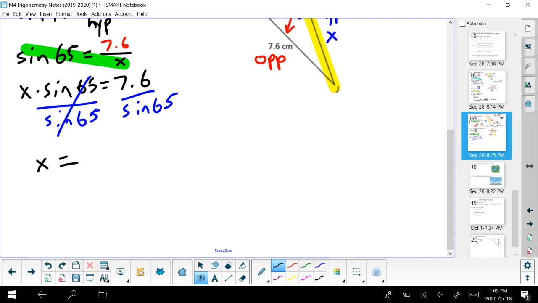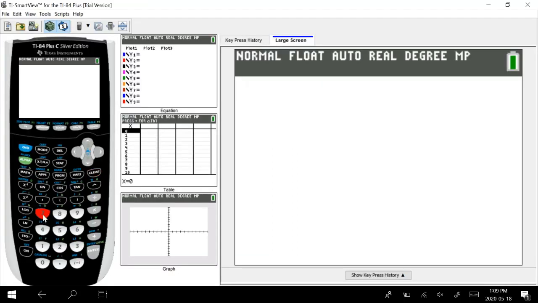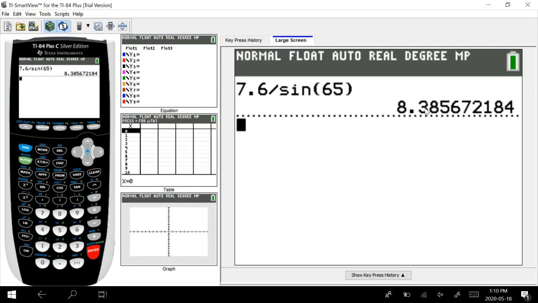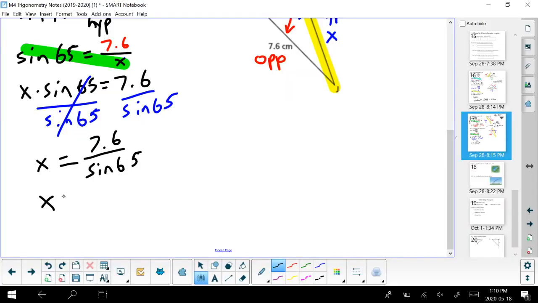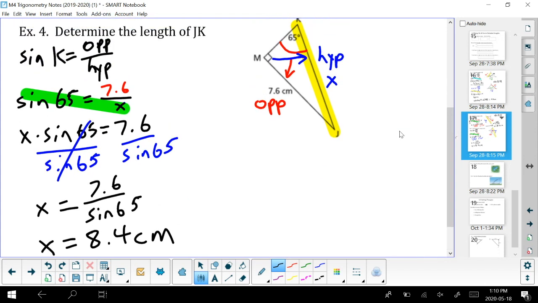And we're left with x is equal to 7.6 divided by the sine of 65. So 7.6 divided by the sine of 65 degrees is equal to 8.385. If we round this to the nearest tenth, we will end up with 8.4. X is equal to 8.4 centimeters as our final answer.